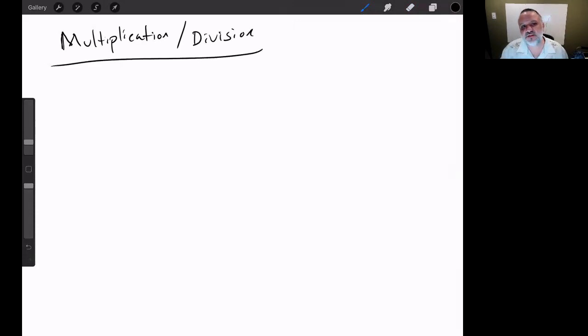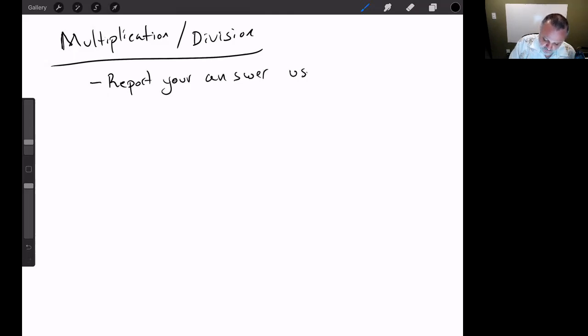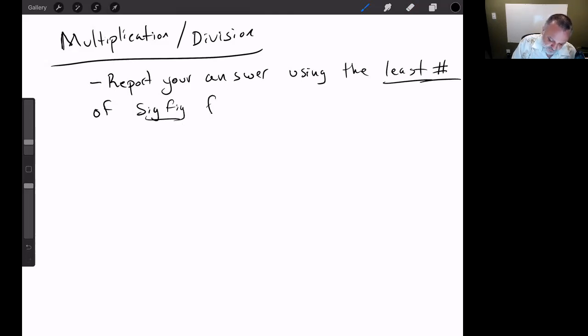The reason that it gets to be a challenge is there's actually two different sets of rules with dealing with significant figures in calculations. Multiplication and division, the rule is this: you report your answer using the least number of sig figs from any value in the calculation.